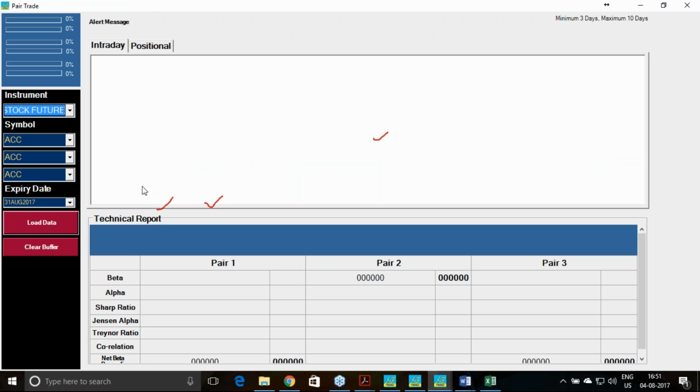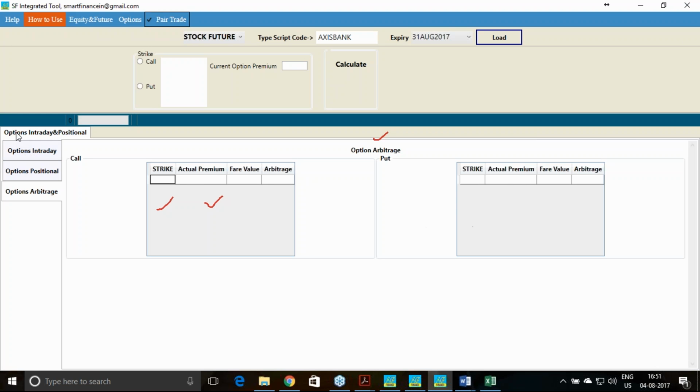This is pair trade. Pair trade is an entirely different concept. I will take it up separately. In 5 to 6 minutes it is not possible to take it. Next session I will take up pair trade. It requires some advanced study.